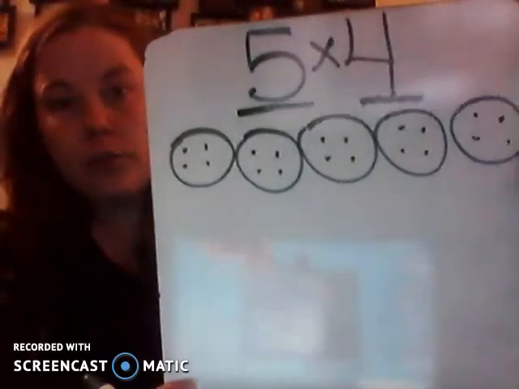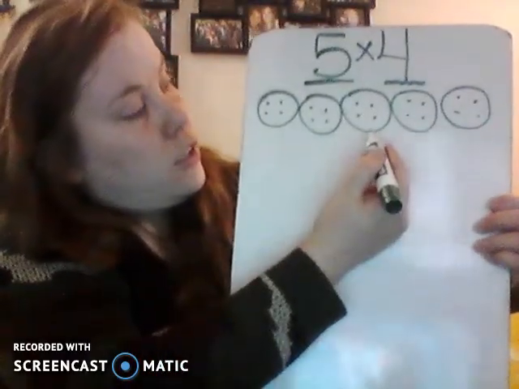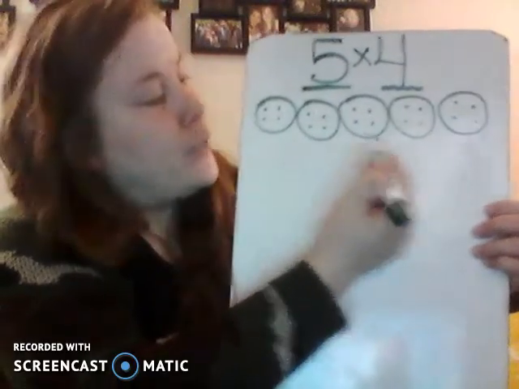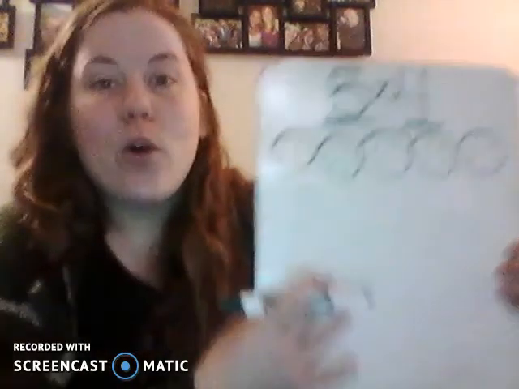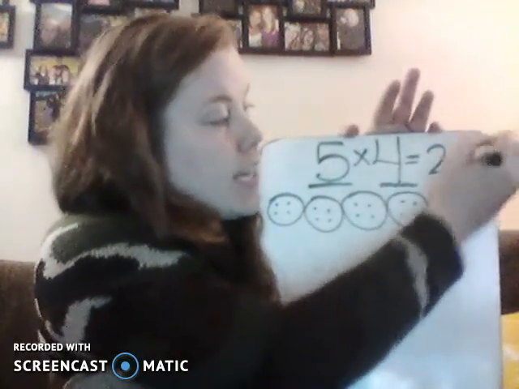So I could count 4, 8, 12, 16, and then 20. So 5 times 4 must equal 20, because that's how many dots I have in total.